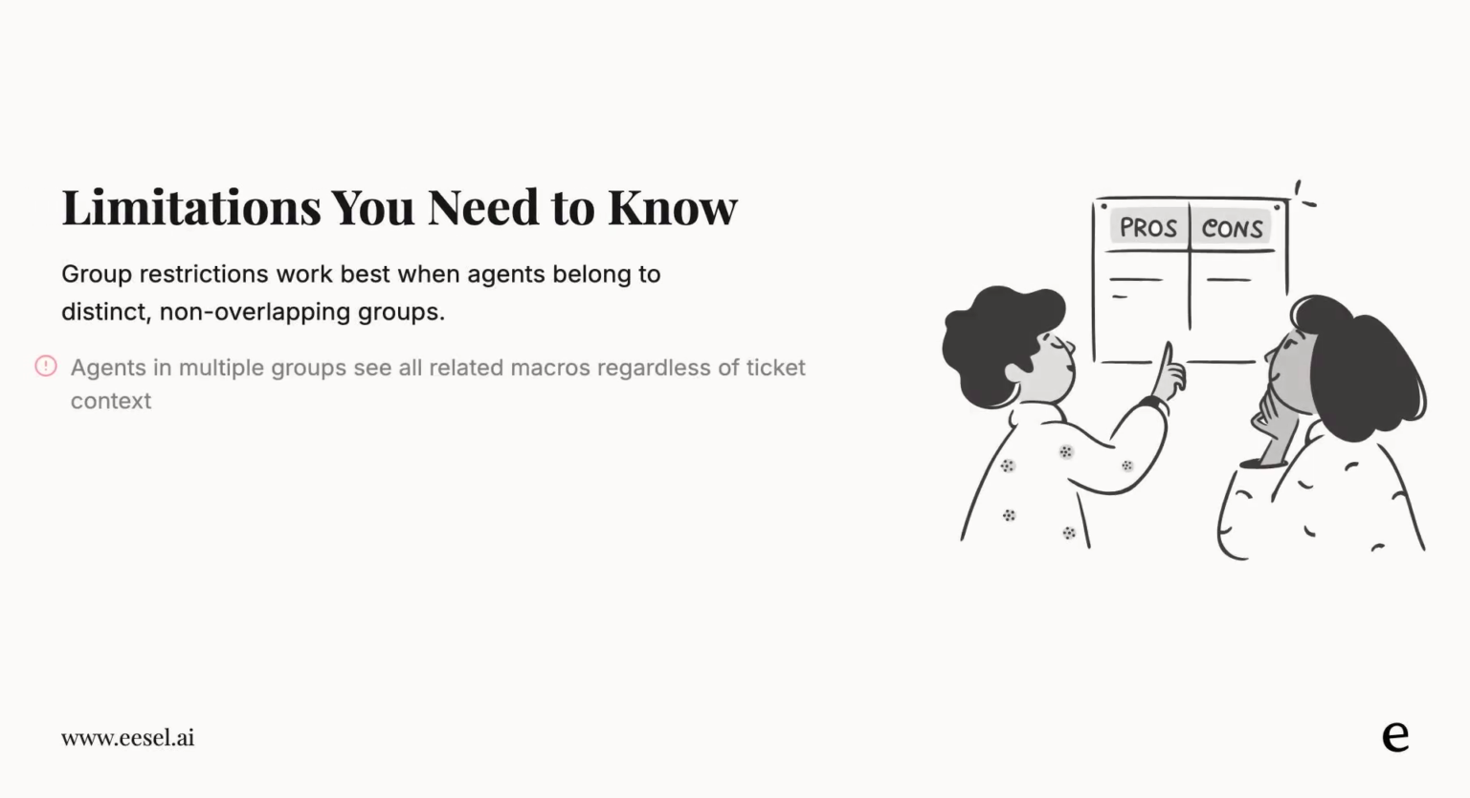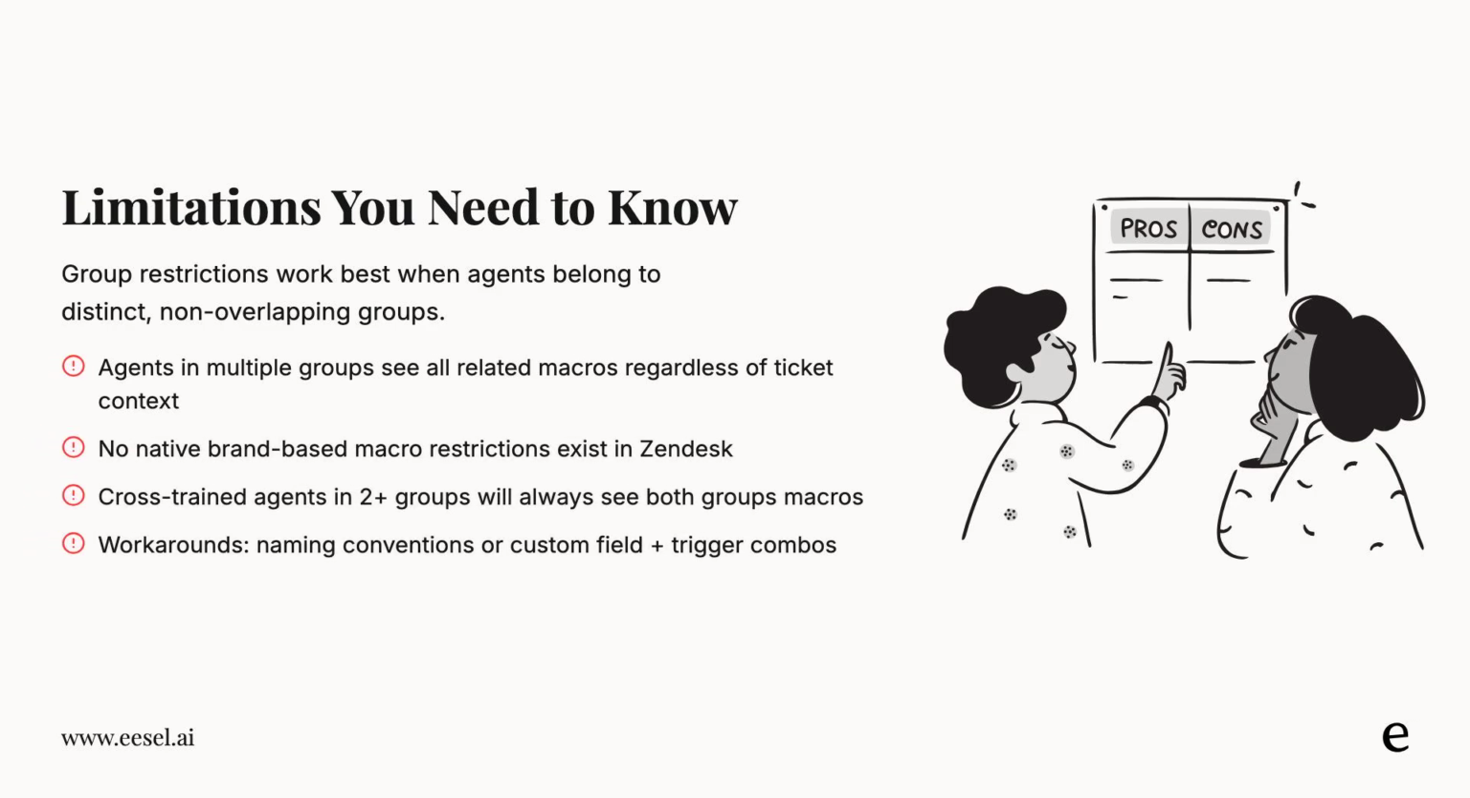Group restrictions have one significant gap. Agents who belong to multiple groups see macros from all of those groups, regardless of which type of ticket they're working on. Zendesk has no way to show macros based on ticket context or brand. For multi-brand operations with cross-trained agents, this is a real limitation that naming conventions alone cannot fully solve.